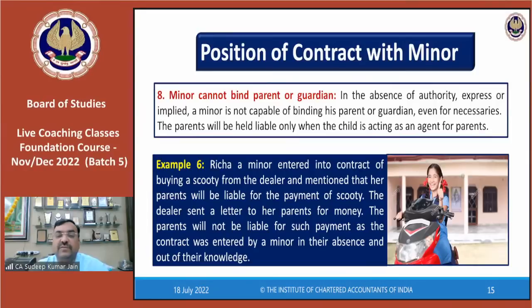Because for the acts of the minor, parents will not be liable. They are liable only if the child is working as an agent. Suppose in this case, the parents have allowed Richa to purchase a scooty, and they confirm to the shopkeeper that Richa is allowed to purchase a scooty. Now, in this case, parents will be liable.